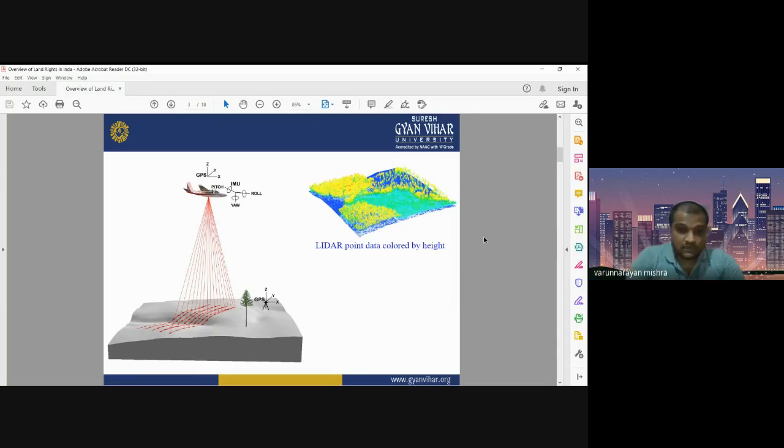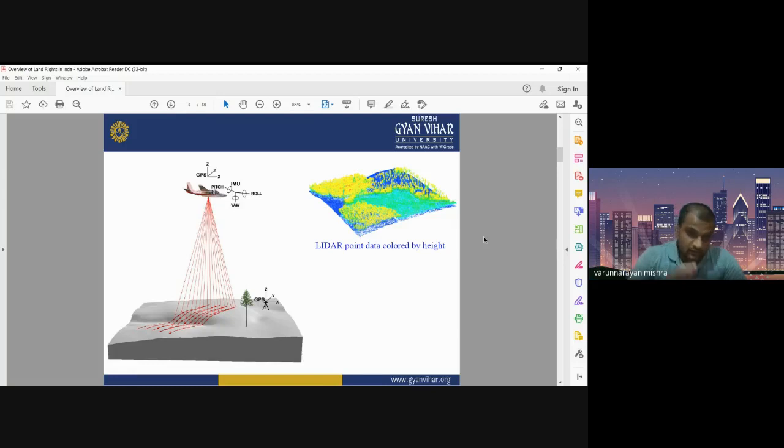So this is the figure showing how the LiDAR system works. LiDAR needs an aircraft. There may be some platform, and the LiDAR system is mounted on the platform. There may also be some kind of GPS system on the platform. And this IMU is very important. IMU is the inertial measurement unit.